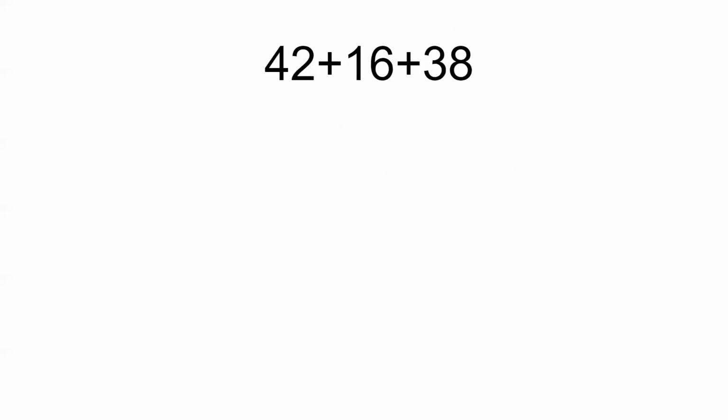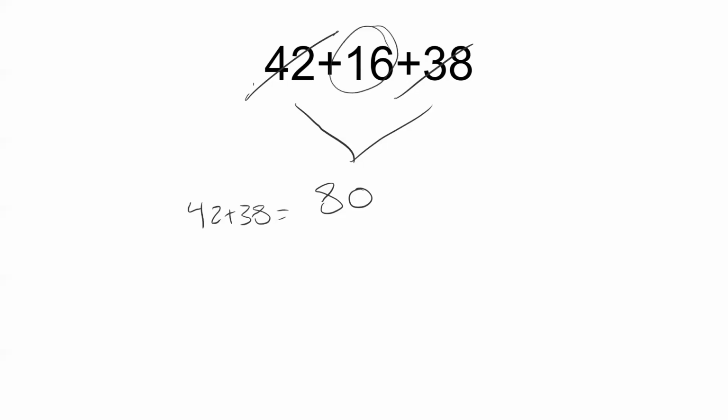Let's try another one. 42 plus 16 plus 38. I can see that my 42 and my 38 will add together to give me a multiple of 10, and in this case, it'll be an 80. 80 is my multiple of 10 here. So I cross them out because 42 plus 38 equals 80. Left with just a 16, I add it to my 80, and I'm left with 96.